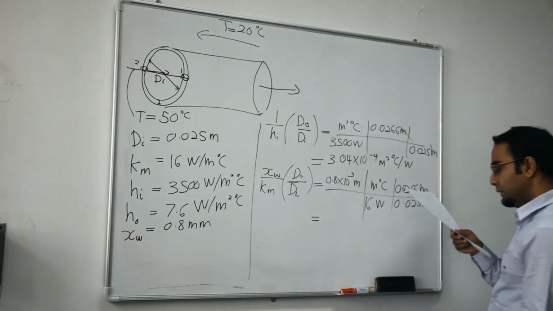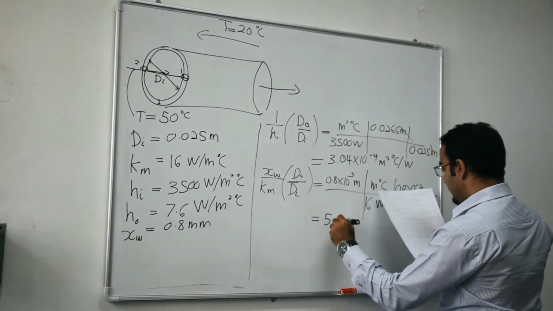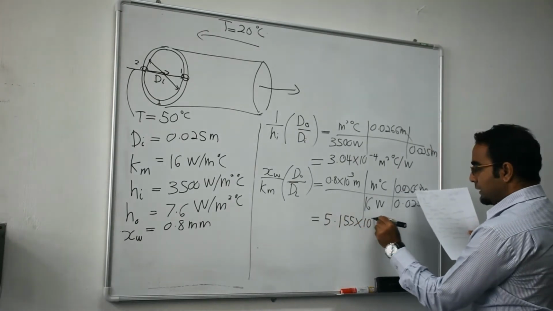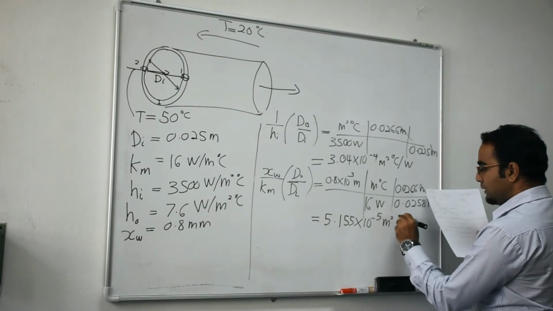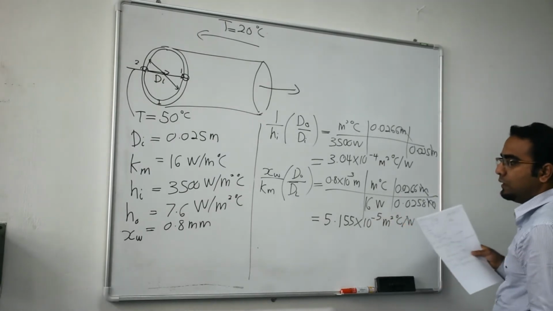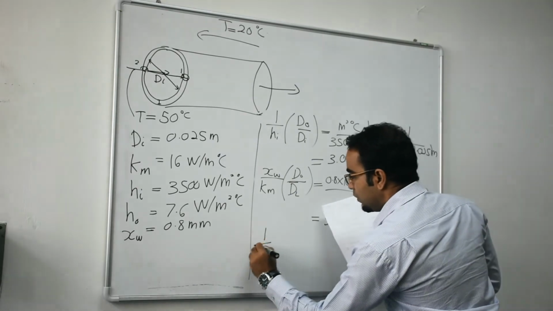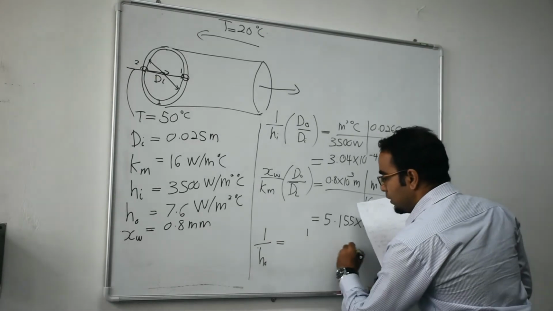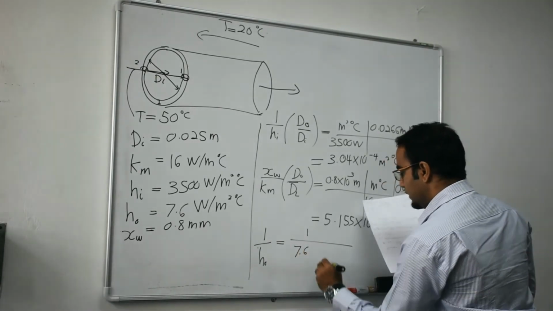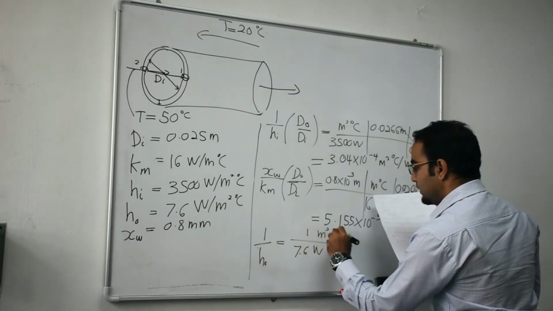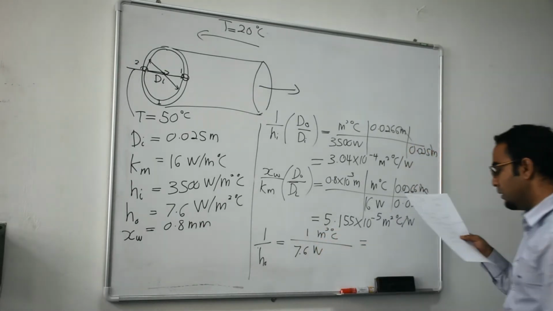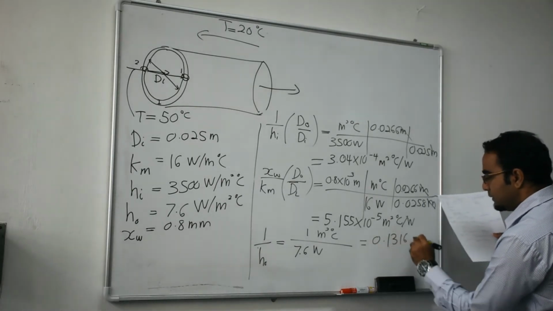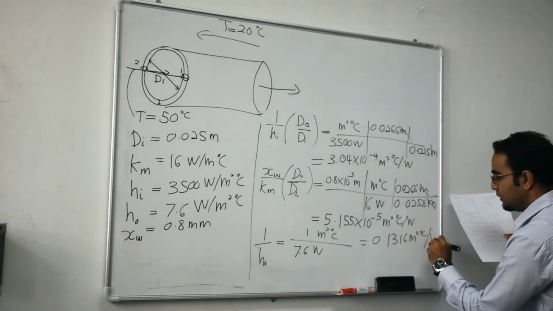So the value is going to be 5.155 times 10 to the power of -5 meter squared degree Celsius over watt. And then the final term is 1 over HO. So it's going to be 1 over HO, which is 1 over 7.6 watt per meter squared degree Celsius. So you get a value of 0.1316 meter squared degree Celsius over watt.